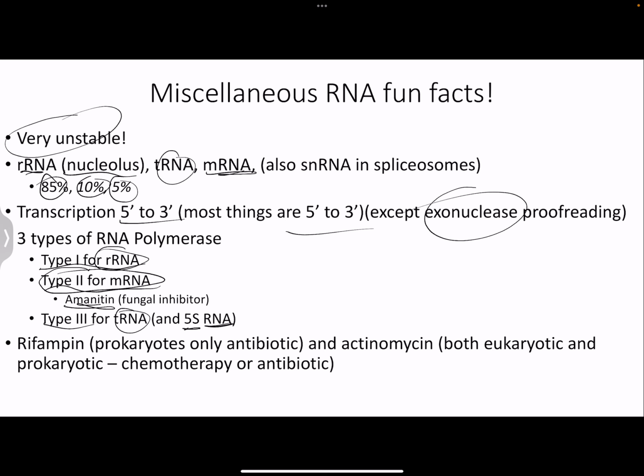Rifampin, something we use for tuberculosis, is an antibiotic. It's going to inhibit transcription. And then actinomycin can affect both eukaryotic and prokaryotic transcription. So this could be used against bacteria as an antibiotic. But if we want to stop eukaryotic transcription, we might use that if there's a lot of transcription, a lot of replication in a cancer.